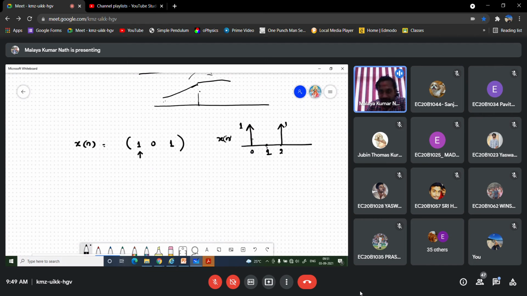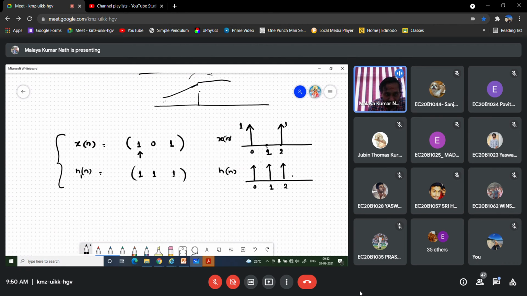Now this signal is causal because for n less than 0 there is no value existing. Now take another signal h[n], which is also causal. Suppose h[n] is equal to 1, 1, 1. If you represent it graphically, for n equal to 0 its value is 1, for n equal to 1 its value is 1, and for n equal to 2 its value is 1. All the values are 1. So now both are causal, and you can see what the convolution output is.